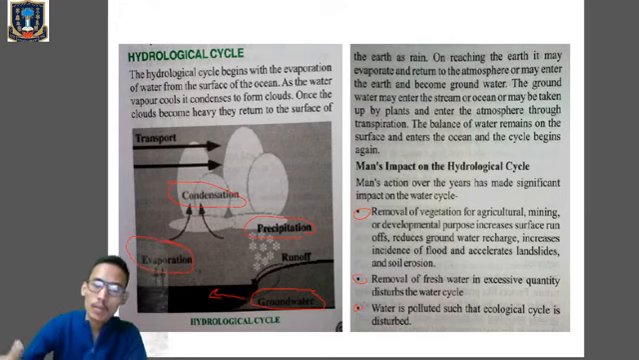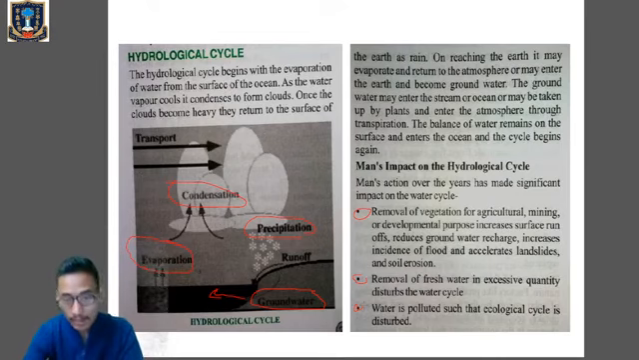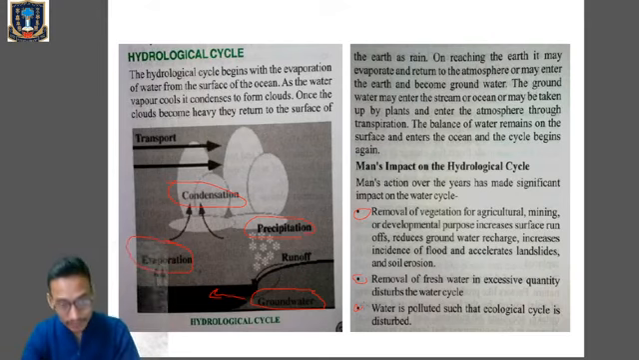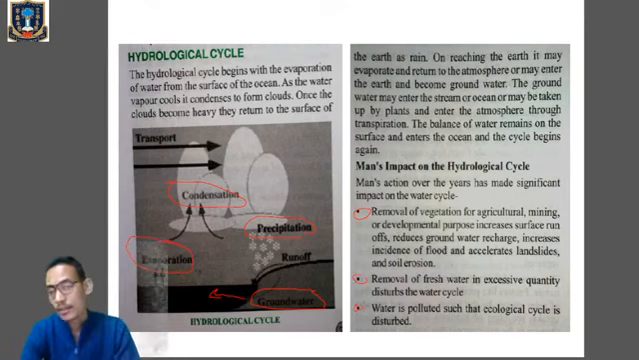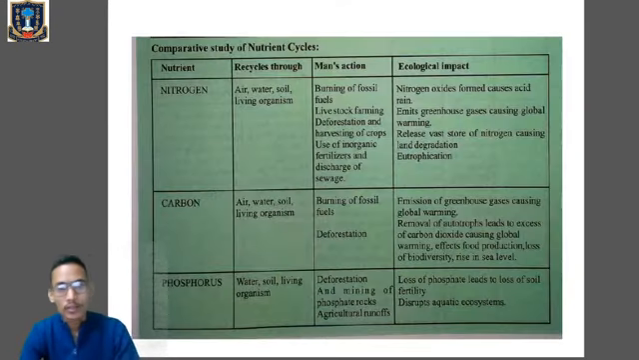And whenever the water body is polluted, it will directly hamper the aquatic life, and in return, human beings are also affected because we are at the top of the food chain. Okay, so whenever the plants or the animals are affected, ultimately we are the ones who will also suffer. Clear? So just go through the hydrological cycle. So let's go through the comparative study or the anatomy of the nutrient cycles.